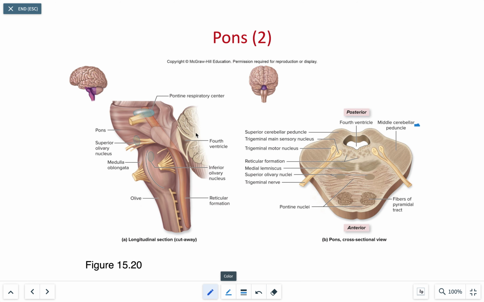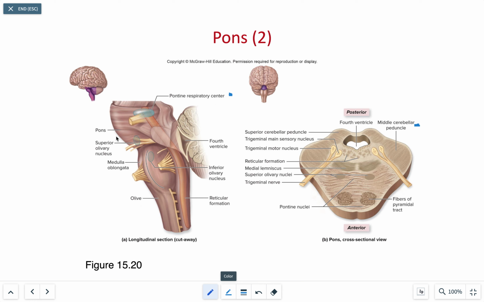More importantly, what we see is this pontine respiratory center. This pontine respiratory center was previously referred to as the pneumotaxic center. This area, along with the medullary respiratory center in the medulla, is specifically going to regulate the skeletal muscles of breathing.